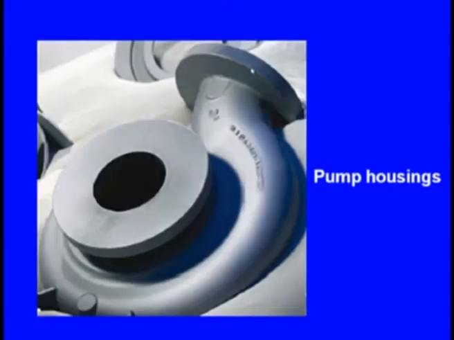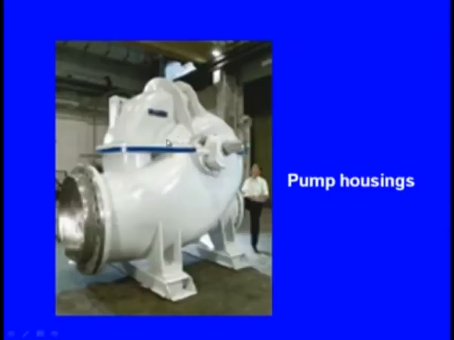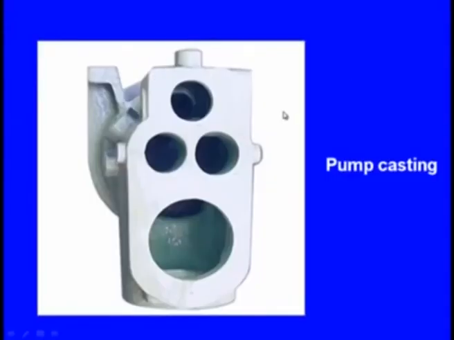Let us see the pumps and the accessories. This is the pump housing. This is manufactured by metal casting. Again, this is a big pump housing, and inside the turbine blade will be there and it will be rotating, and this pump housing is manufactured by metal casting. Not only this pump housing, the inside blades are also manufactured by metal casting. This is again a pump casting manufactured by metal casting.